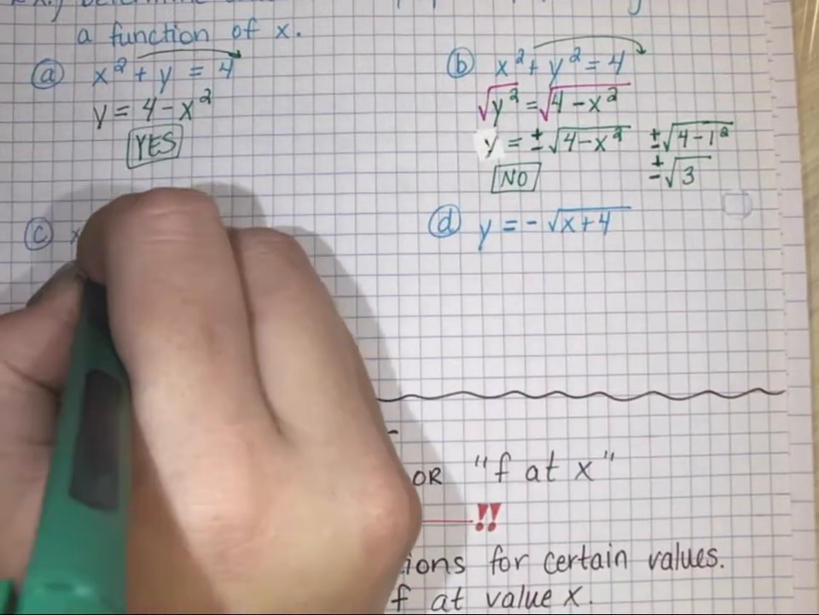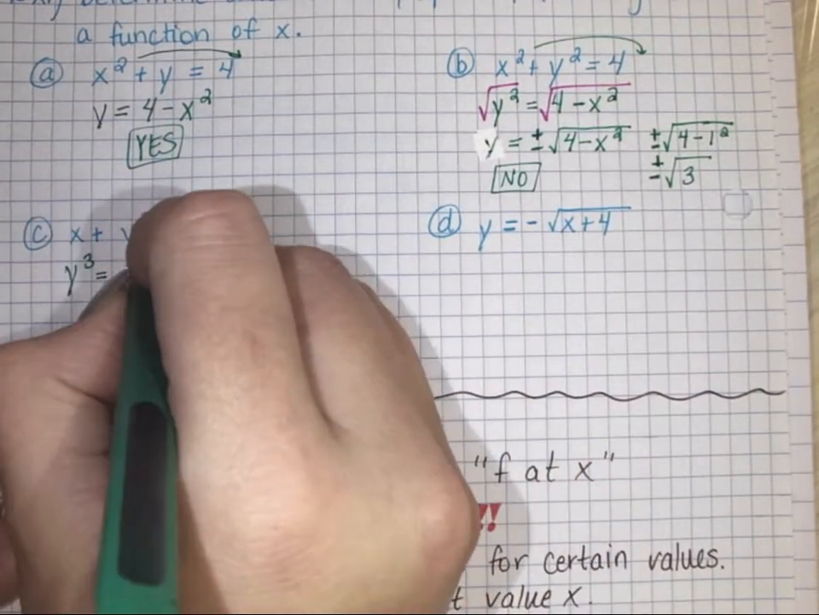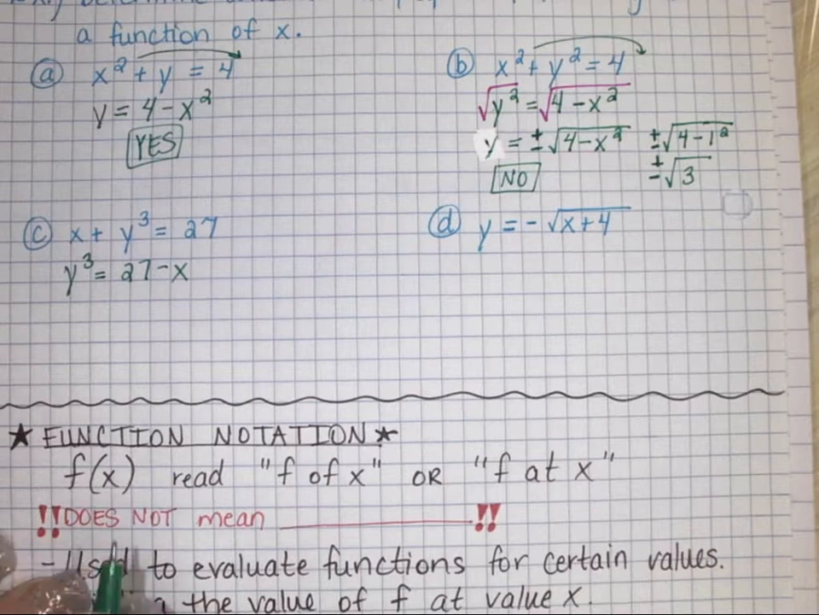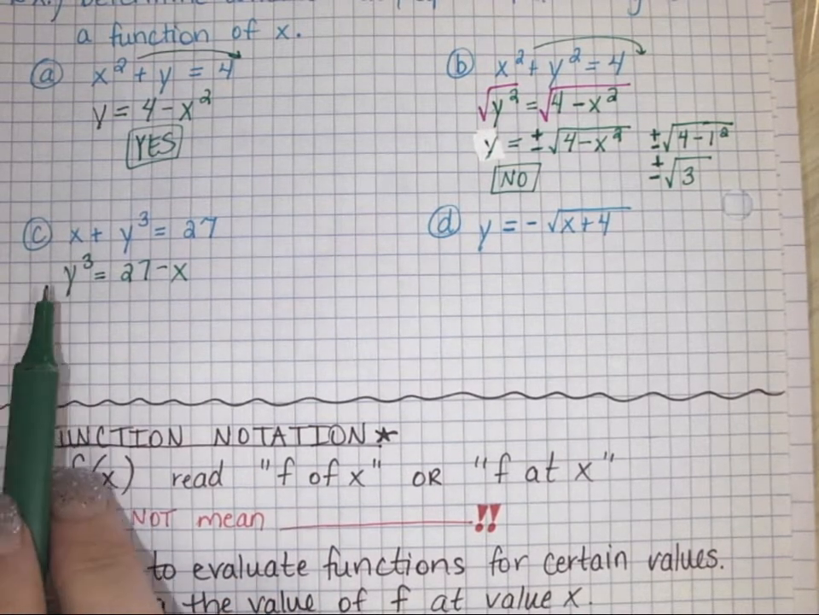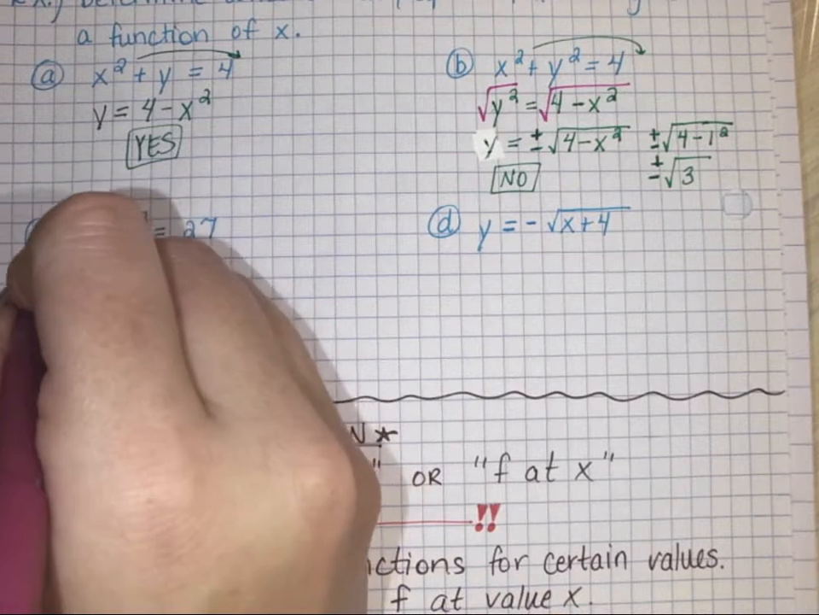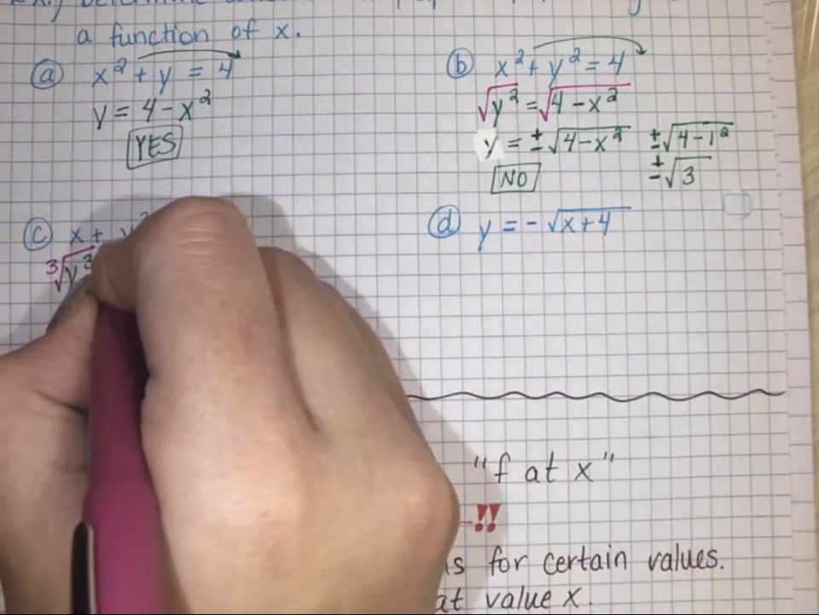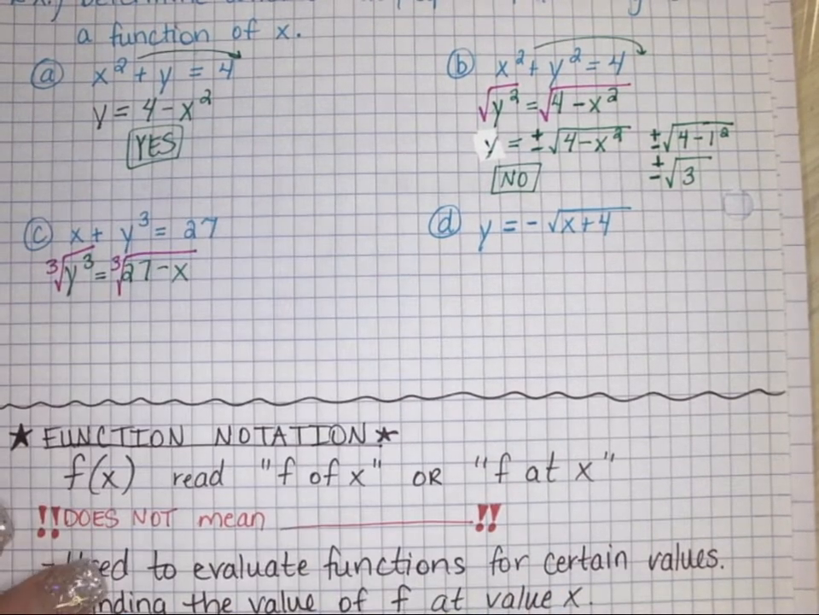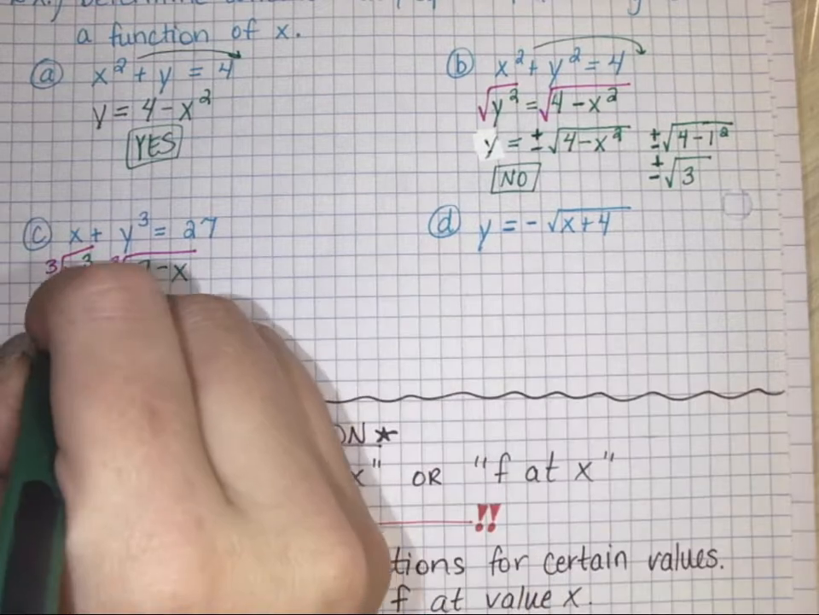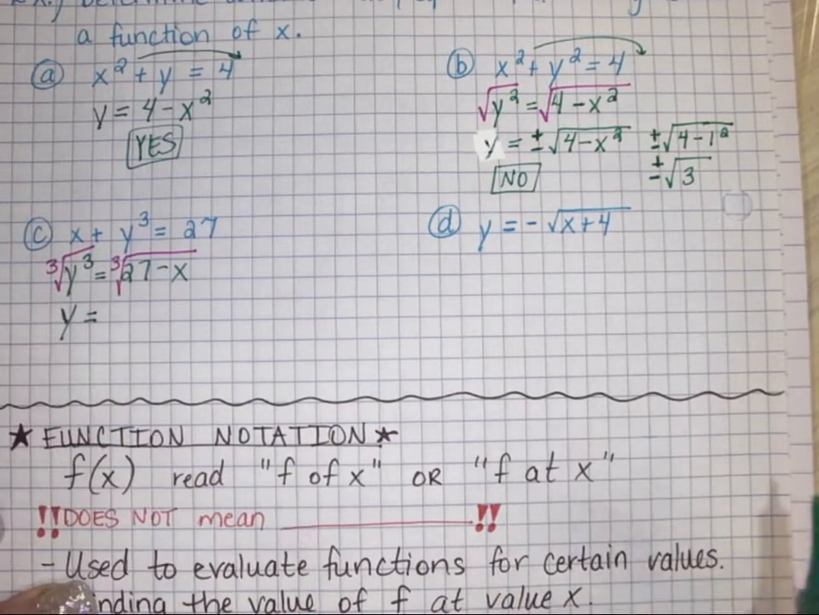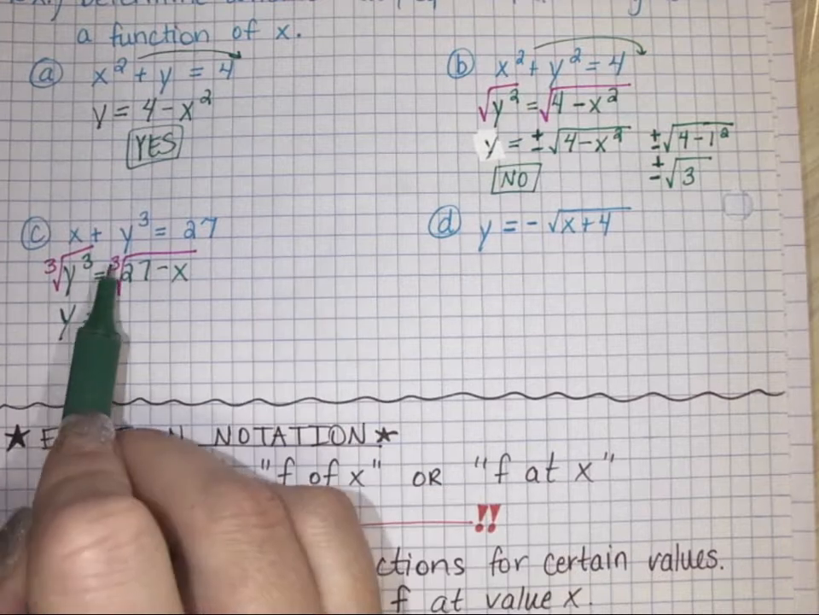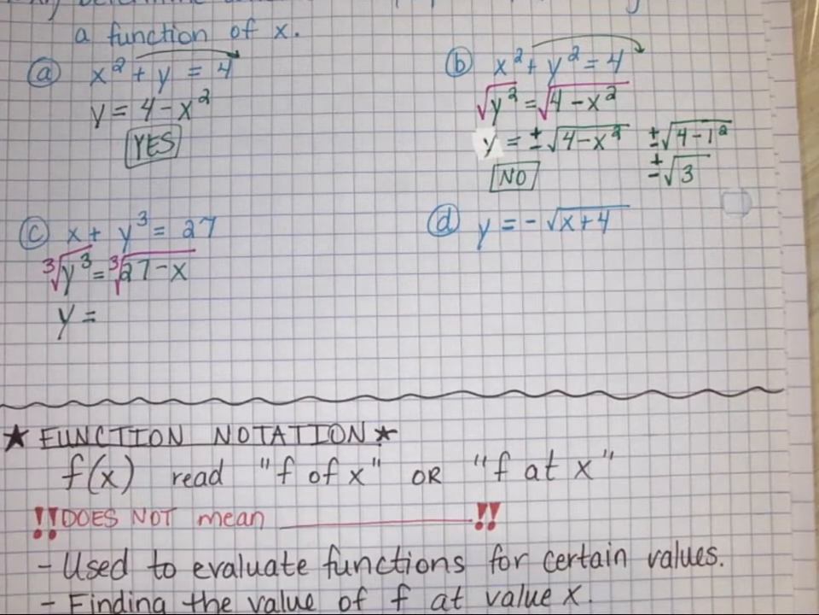Solving for y, subtract x from both sides, so we get 27 minus x. You have to take the cube root of both sides to solve for y. So this is going to leave you with y. Once again, divide exponent by index. And cube root of 27 minus x.